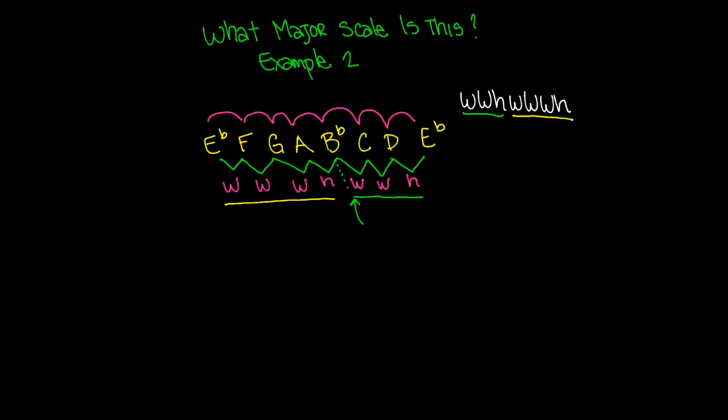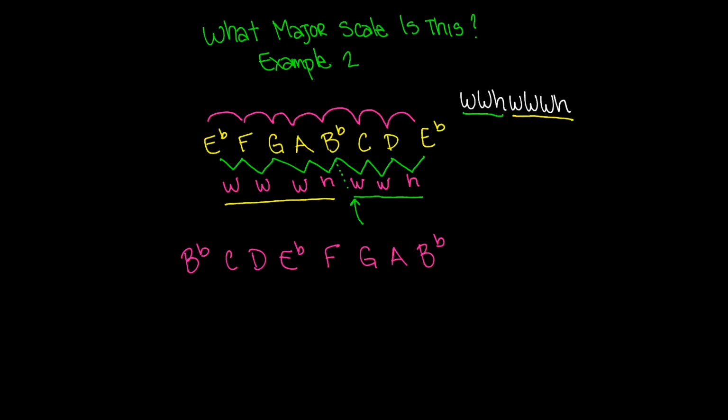So let's put this in order, and if we were to put it in order, we get B flat, C, D, E flat, F, G, A, I apologize, and B flat. Now let's verify that this actually fits our pattern, just to make absolutely sure that we're on the right track.